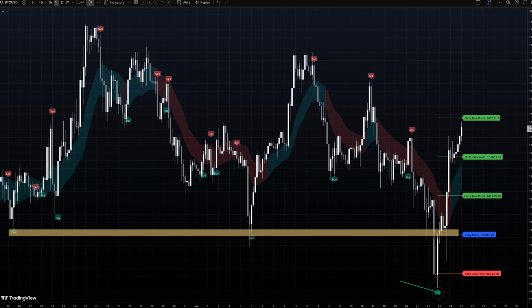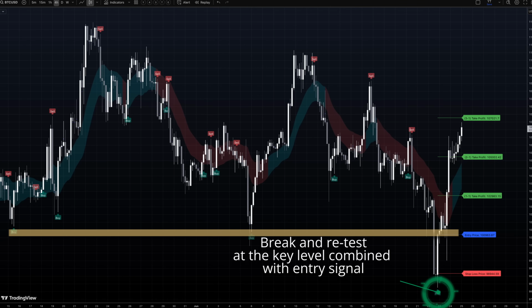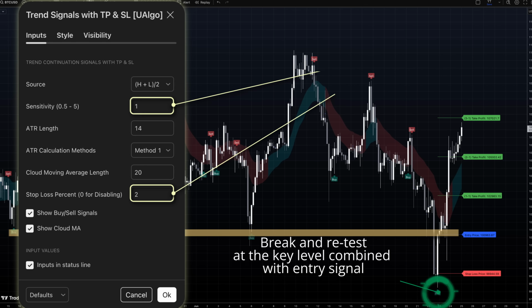Strategy considerations include using the signals as entry triggers while confirming with additional technical analysis. The fixed risk-reward ratios may not suit all market conditions, requiring manual adjustment of stop-loss percentages. Traders often combine this indicator with volume analysis or support resistance levels for enhanced accuracy.